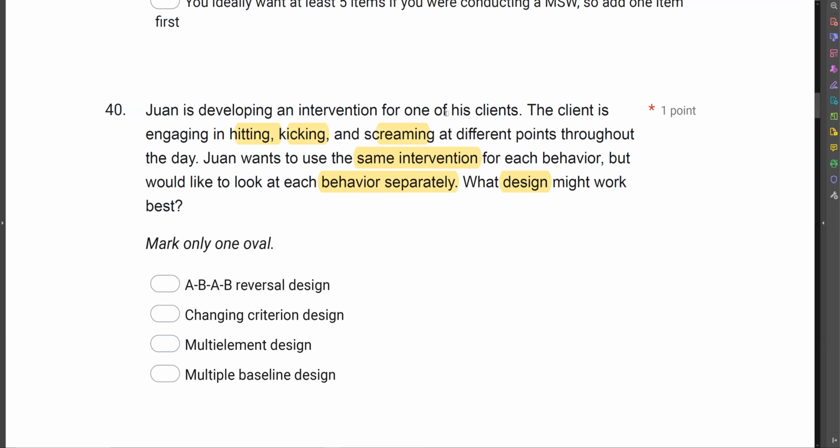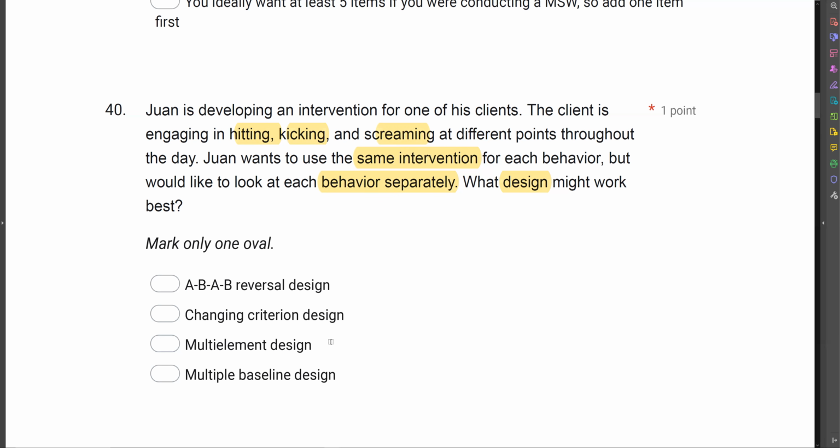Maybe we can assume he wants to reduce each of these, but again, it doesn't say specifically what his goal is. In addition, a changing criterion design for multiple behaviors would involve 3 separate criterion designs. Again, is there a better way to do that?